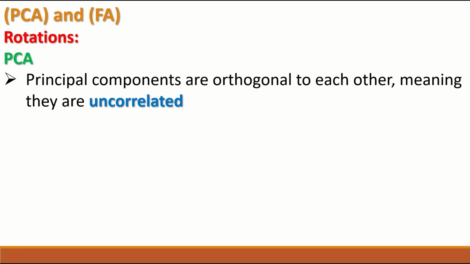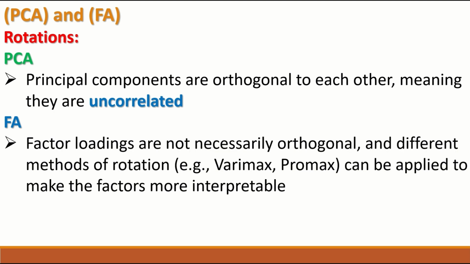For rotations, in PCA, the principal components produced are orthogonal to each other, meaning they are not correlated. In FA, factor loadings are not necessarily orthogonal, and different methods of rotation such as Varimax and Promax can be applied to make the factors more interpretable.